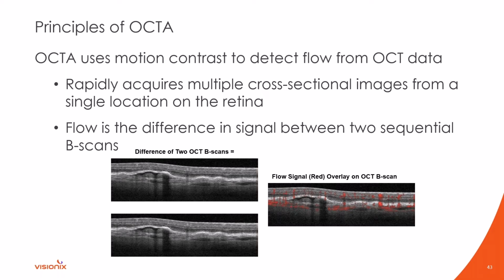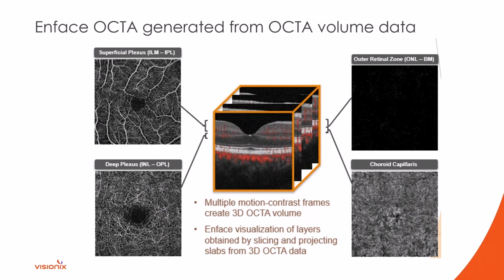It uses motion contrast, like we just said, the difference in signal between two sequential OCT B scans as you're quickly getting that image in the patient, and the flow is the difference. It gives you something called en-face imaging. I want to spend just a couple of minutes on en-face OCTs, because you can do this with both OCT and OCTA. So what is en-face imaging?